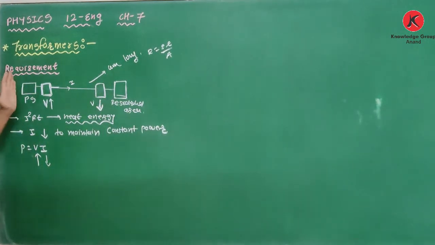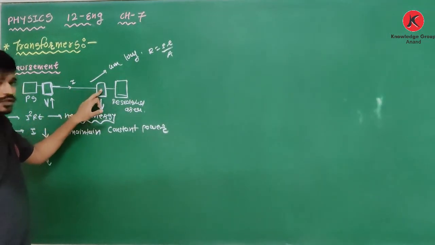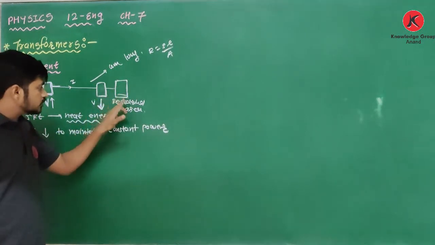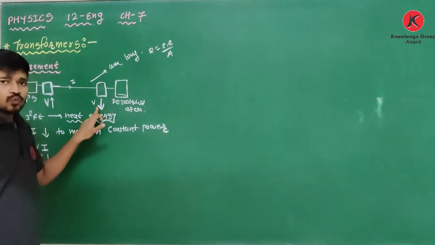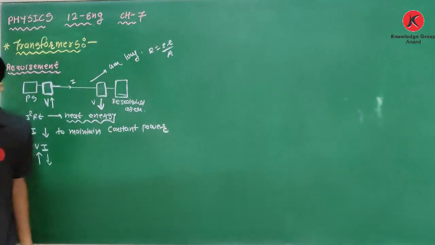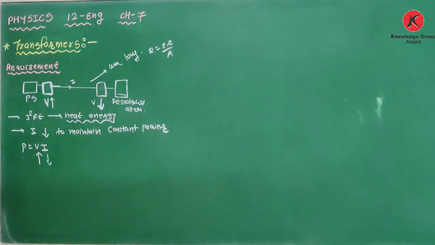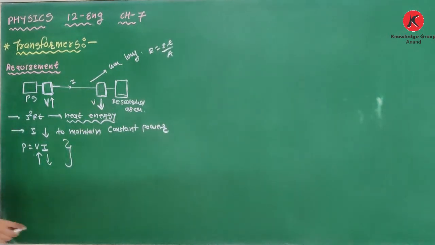Clear? So at the power station electricity is generated, one device increases voltage, and that high voltage current is then transferred. Then before supplying to the residential area, you have to decrease voltage, and that decreased voltage is then supplied to each and every residential area. So what is the requirement in this whole system? We have to increase voltage and decrease voltage.